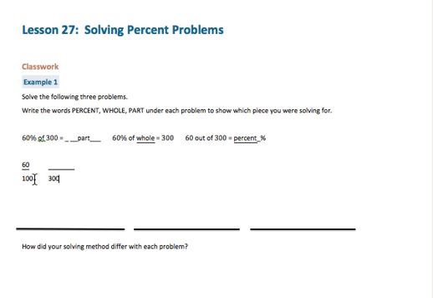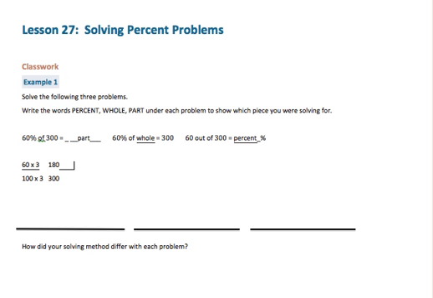And we can pretty easily see that 100 times 3 is 300, which means in our numerator, 60 times 3, which is 180, will tell us the part. 60% of 300 is 180.